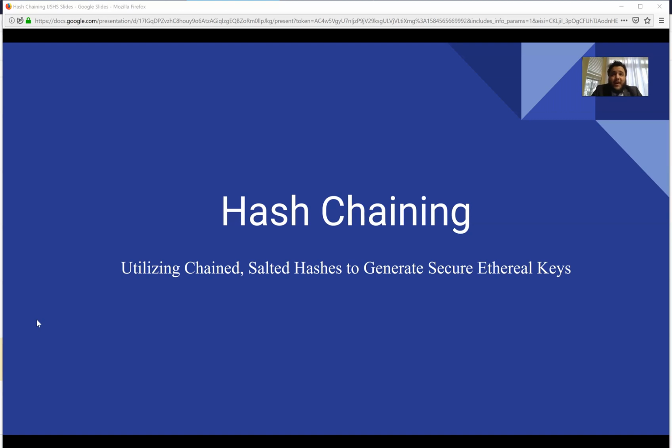My presentation today will be discussing a new encryption mechanism called hash chaining and how it can be used to generate secure ephemeral cryptographic keys.